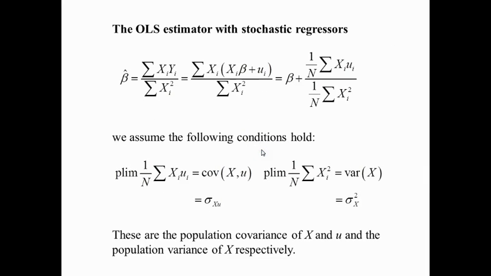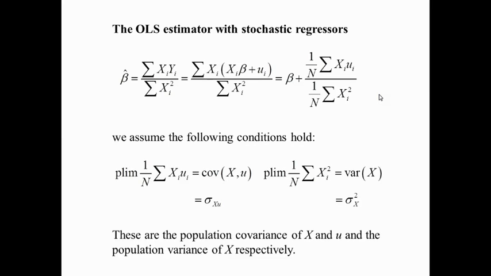If we take the OLS estimator with stochastic regressors, then we can write the following. We've got our expression here for beta hat as the sum of xy divided by the sum of x squared. Substituting for y gives us this expression here. And then by a little bit of algebra and manipulation, we can write this as beta plus 1 over n times the sum of xu divided by 1 over n multiplied by the sum of x squared. I've divided numerator and denominator by n because I want to look at the properties of this estimator as the sample size becomes large, in other words as n tends to infinity.